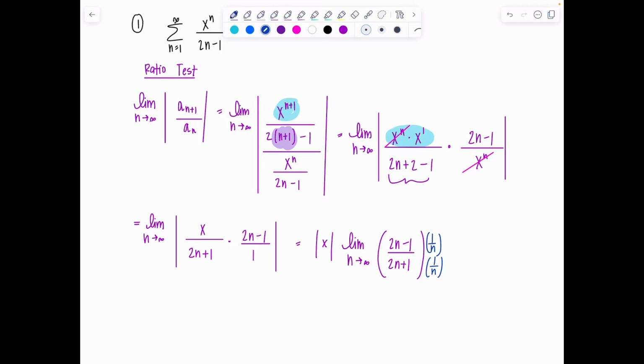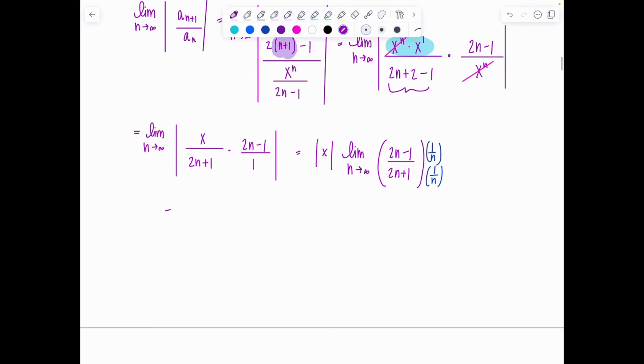And then let's see what we have here. So this is going to give me absolute value of x times the limit as n goes to infinity. If I distribute this through, it'll be 2 minus 1 over n over 2 plus 1 over n. Oops, beautiful. And then as n goes to infinity, each of these little 1 over n's goes to 0. So then I'm just left with 2 over 2, which goes to 1. So at long last, my limit is absolute value of x. That's it.